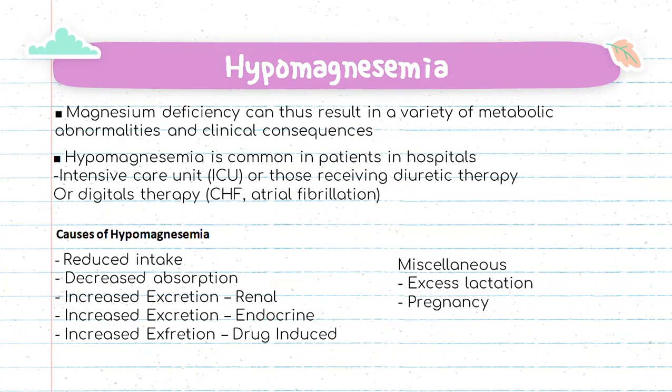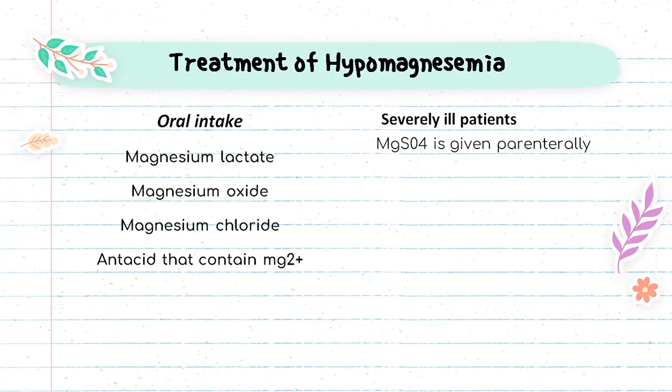The treatment of hypomagnesemia: the preferred form of treatment is by oral intake using magnesium lactate, magnesium oxide, magnesium chloride, or antacids that contain magnesium. In severely ill patients, magnesium sulfate solution is given parenterally.